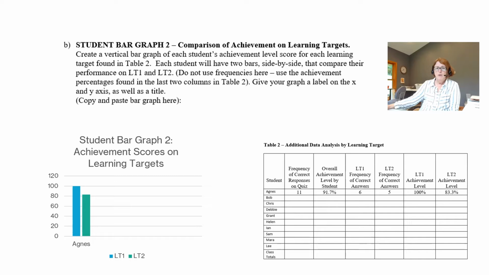And those have been visually represented with the blue bar graph to the left for learning target 1 and the green for learning target 2. Again, we've done the similar title student bar graph 2 to match the template name, achievement scores on learning targets.